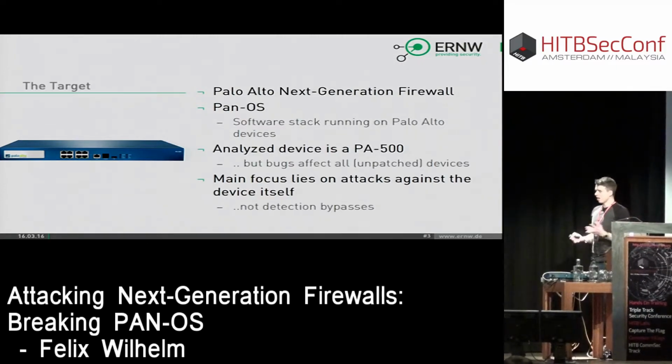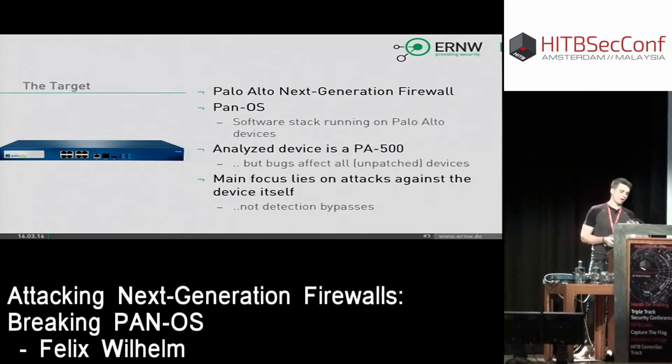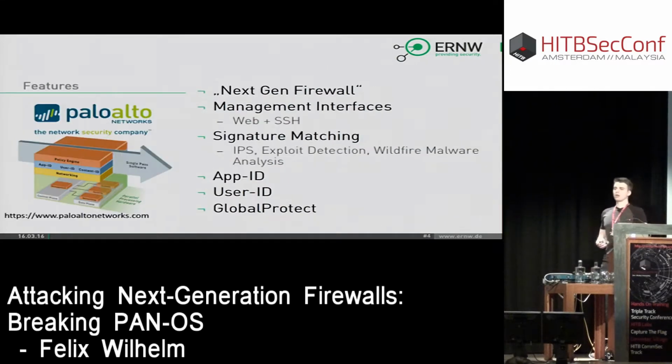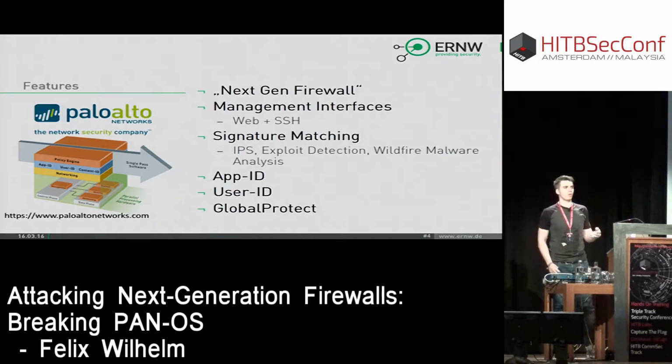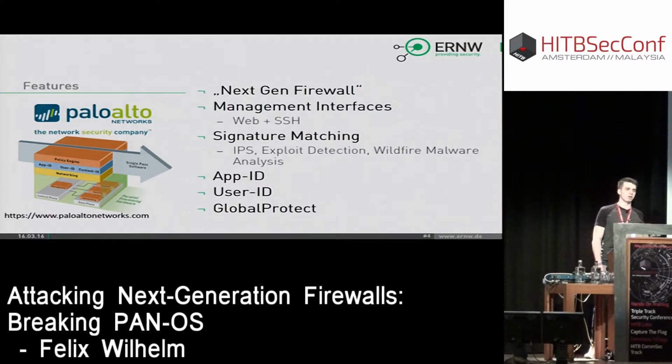And I'm concentrating on attacks against the device itself, so not too much about bypassing antivirus detection and stuff like this. So what kind of features does the Palo Alto firewall support, or why is it a next generation firewall? Basically, in this case, next generation firewall only means it's a firewall with more features. In the case of the Palo Alto device, these features include the management interfaces. You have a really good-looking, featureful management web interface you can use in your browser to configure the device. You have classic shell access, which gives you a restricted command line interface similar to most Cisco devices.